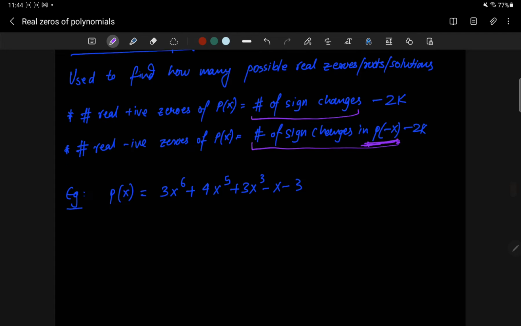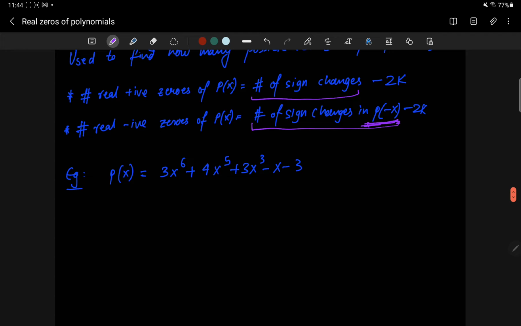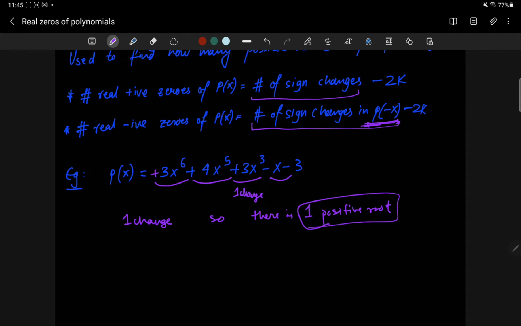Now what does a sign change mean? It's actually very simple. All you're going to do is literally look at the signs. So from plus to plus is no change, no change. There is one change, because it goes from plus to minus, and then no change. So there is a total of one change. That means there is one positive root. Now 1 minus 2 is -1, and you cannot have -1 number of things, so the only possibility is that there is one positive root.